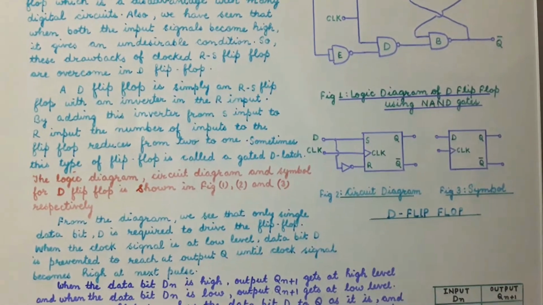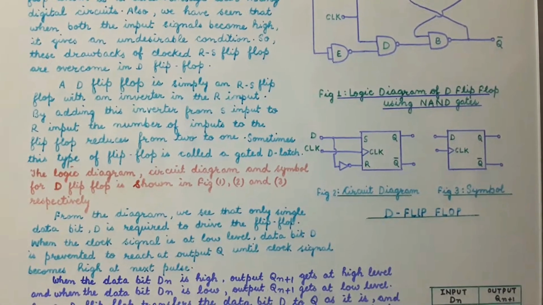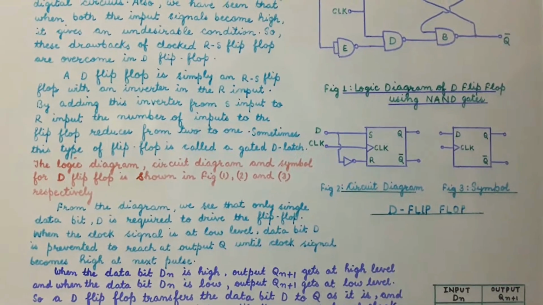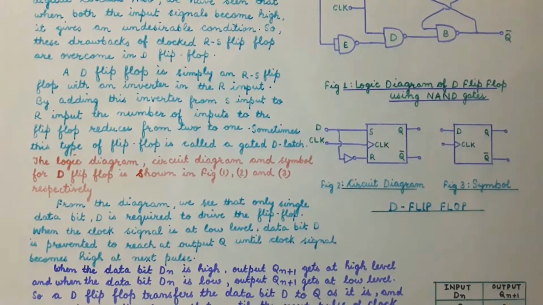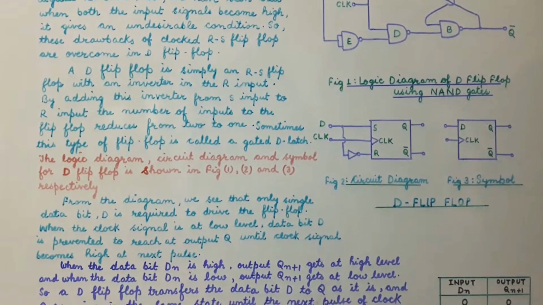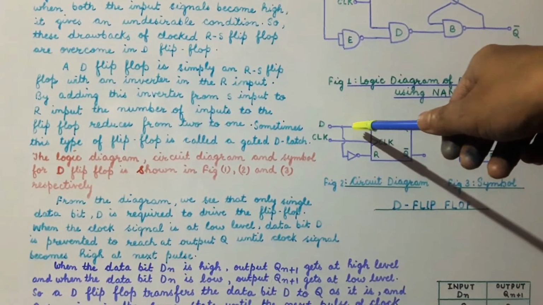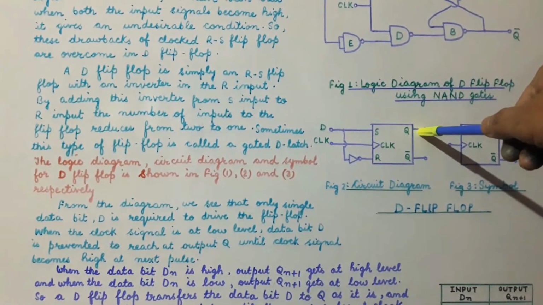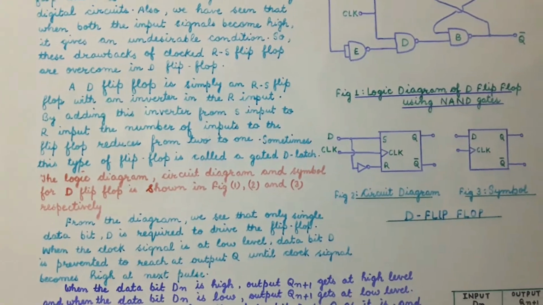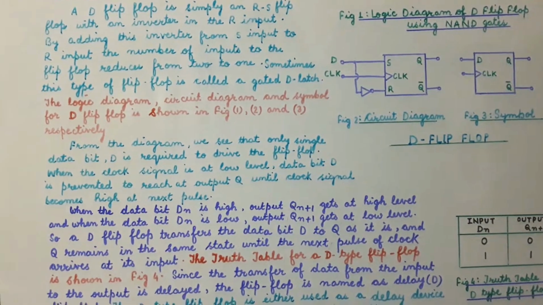From the diagram we see that only one single input D is required to drive the flip-flop. That is, only a single data bit D is required to drive the flip-flop. When the clock signal is at low level, the data bit D is prevented from reaching the output Q until the clock signal becomes high during the next clock pulse. Now we will see how the D flip-flop works.